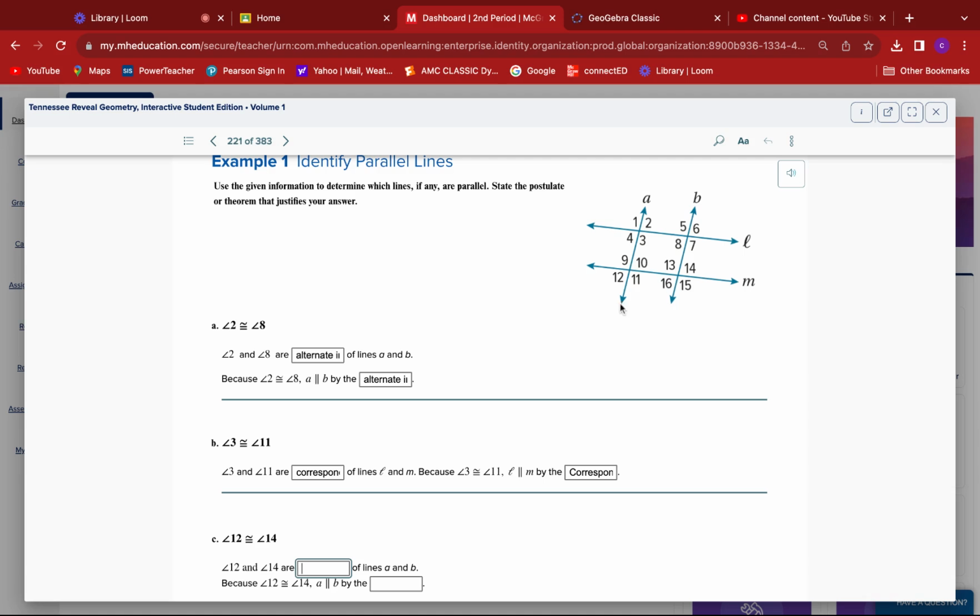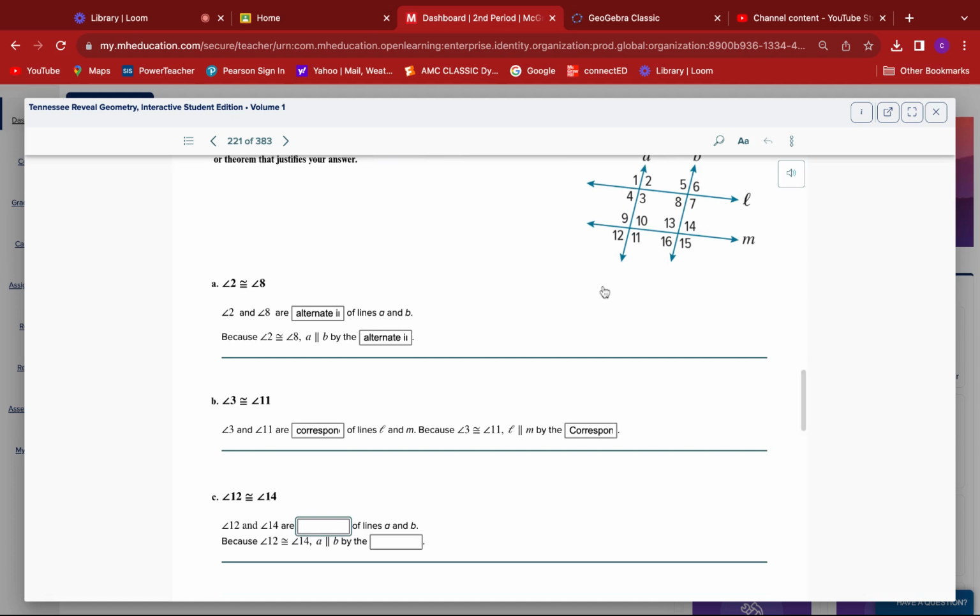M crosses line A and B. So are these two between A and B or not between A and B? And since they're not between A and B, they're exterior angles. So these are alternate exterior.